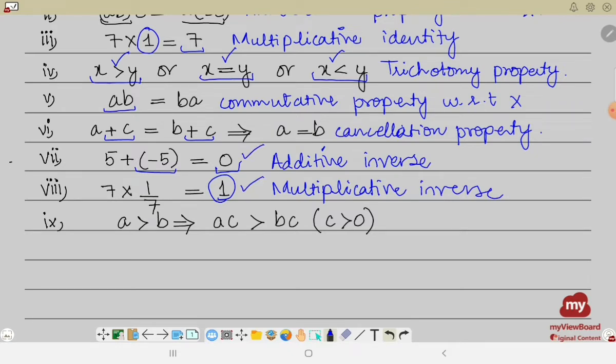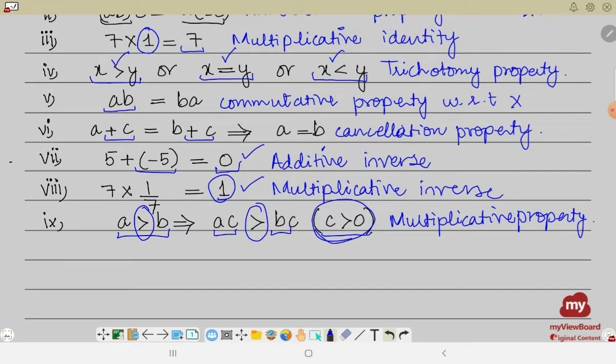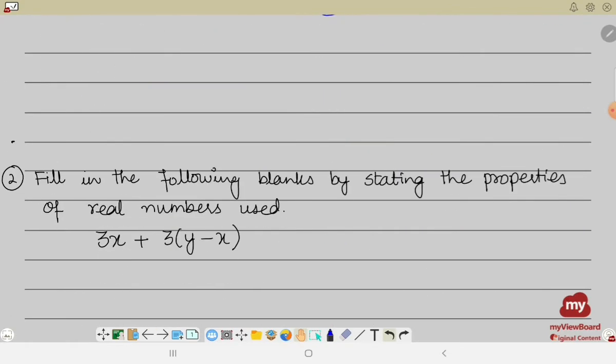Right, okay, next is a is greater than b and then ac is greater than bc, and what is the condition? c is greater than 0. A is greater than b, this means we can multiply the same number on both sides. Now the number multiplied is greater than 0, meaning a positive number was multiplied, so the inequality did not reverse, it remained the same. So this type of property is called the multiplicative property, that we multiplied the same number on both sides. I hope you understand the sum. Let's move forward to the next question.